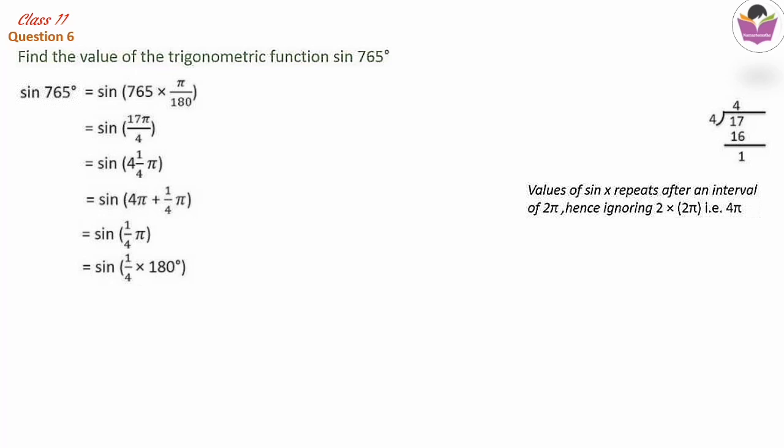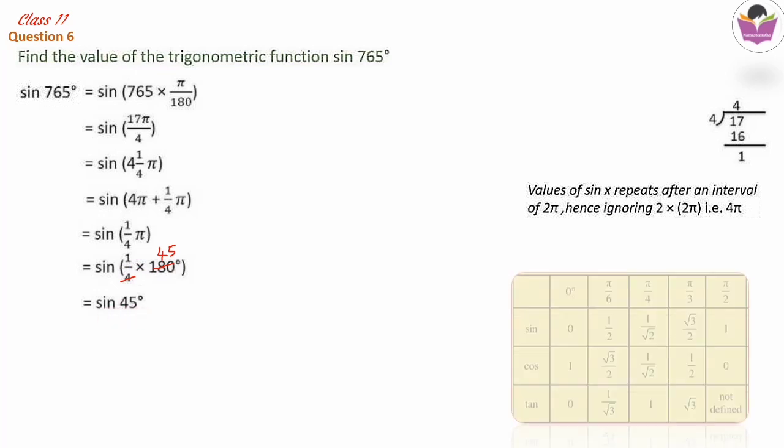Then sine 1 by 4 into pi, and pi is 180 degrees. Now we are changing this back to degrees. So sine 1 by 4 pi means we just replace pi with 180 degrees, and here 4 and 180 we can cancel. 4 4s are 16 and the remainder is 2, that is 20, which means 5 times. So it is 45 degrees, sine 45 degrees. So the final value we have got is sine 45 degrees.